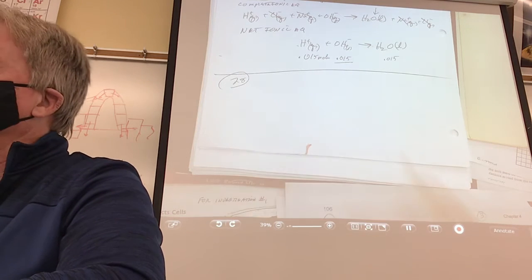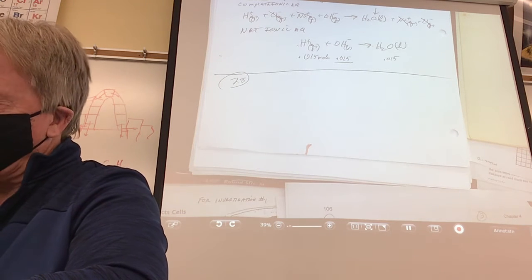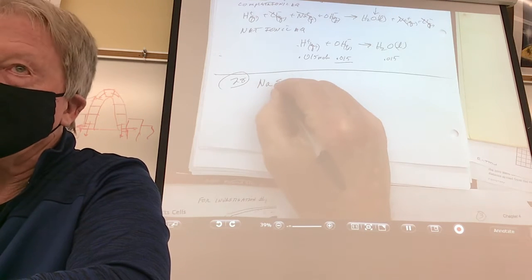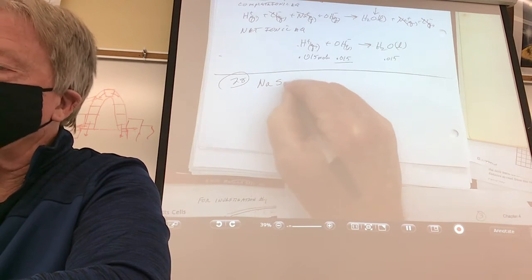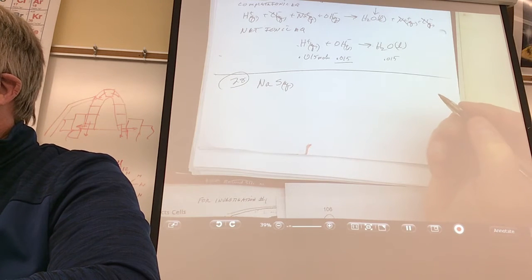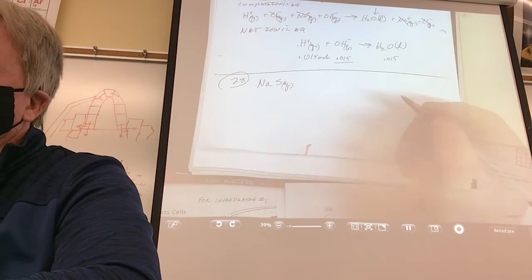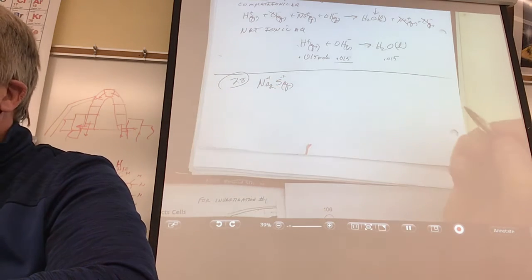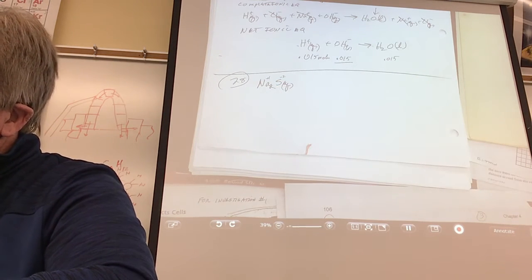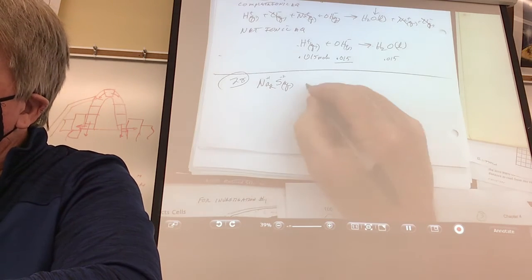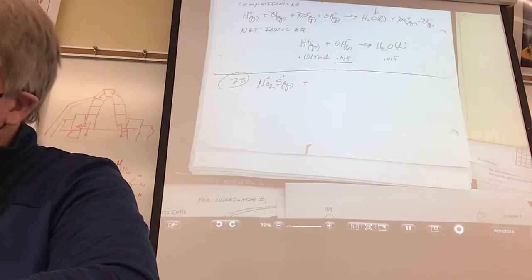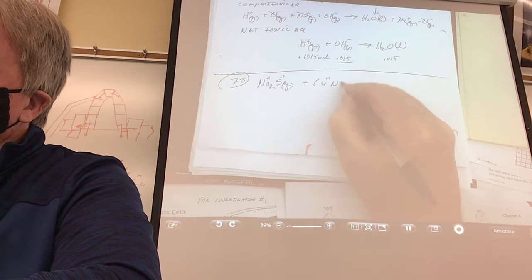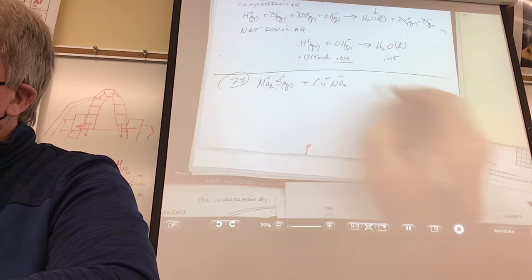Let's see how good you are at writing compounds. Aqueous sodium sulfide. Is that good there? This is -2. This is +1. Is that right? Okay, aqueous sodium sulfide reacts with aqueous copper(II) nitrate. Did you say copper(II)? Oh yeah, copper(II). Did you say nitrate? Yeah, nitrate. That's right.